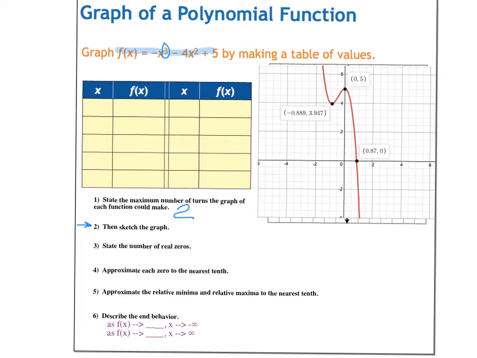Next is state the number of real zeros. Remember, that's where we cross the x-axis. And we cross the x-axis only once. So we have 1 real zero, and then we're going to approximate that. On Desmos, if I click on that zero, it actually gives me the coordinate. So this right here is the coordinate for that zero of the function where we cross the x-axis. It says to the nearest tenth, so I'm going to round that up to 0.90.